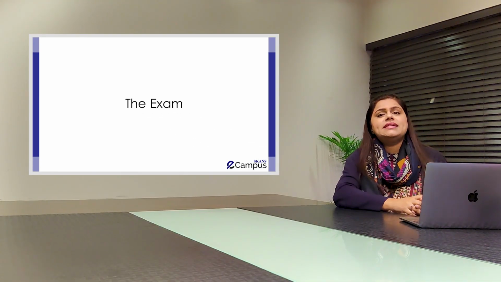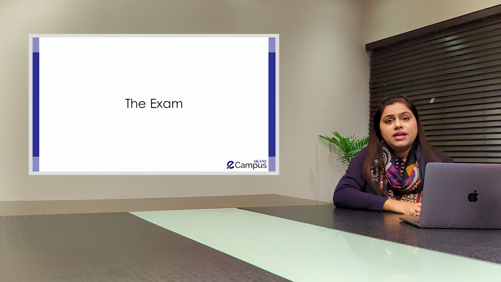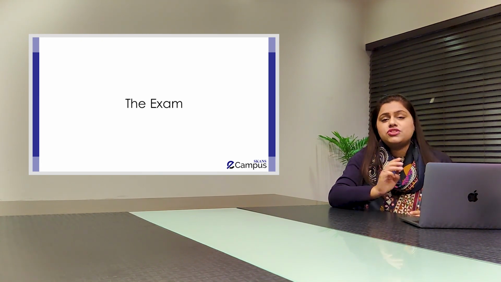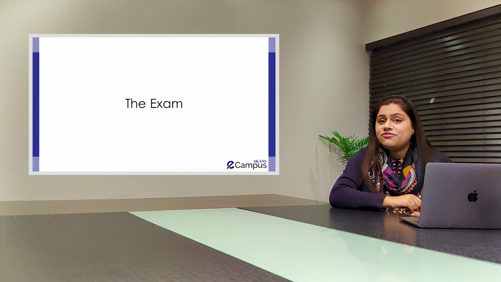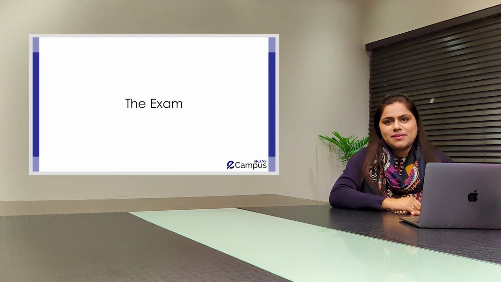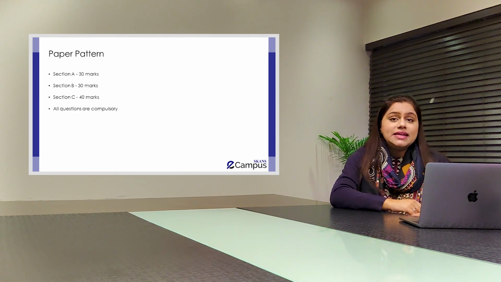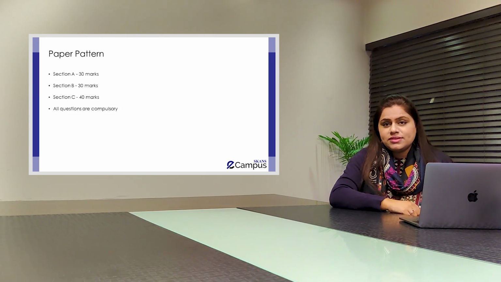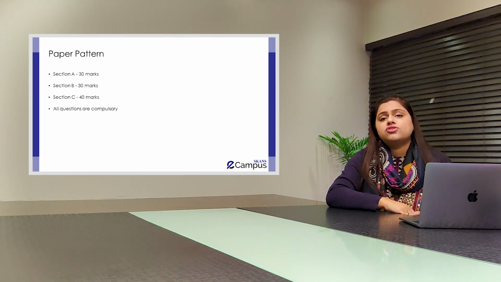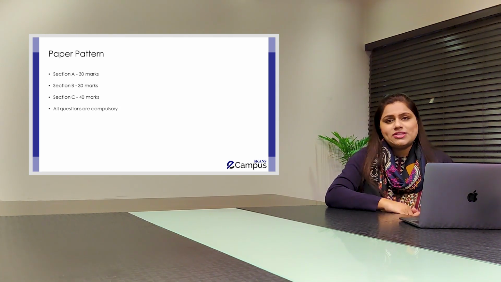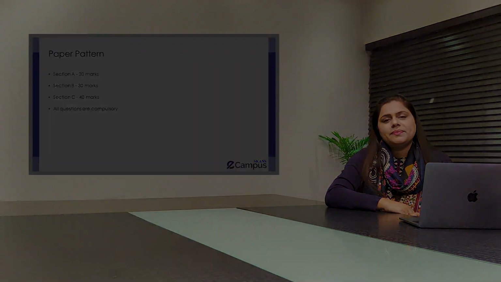Now moving on to the exam pattern, please note that you will have 3 hours to attempt a 100-mark paper and need to score at least 50% to pass the exam. The exam consists of 3 sections. Section A is of 30 marks, Section B is also of 30 marks and Section C is of 40 marks. All the questions are compulsory.